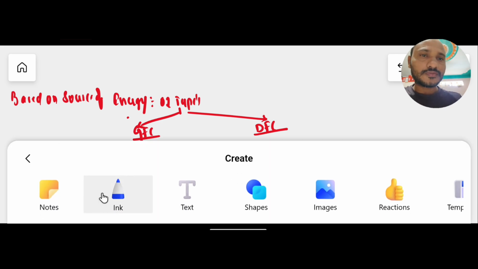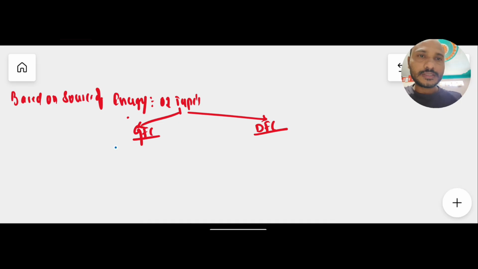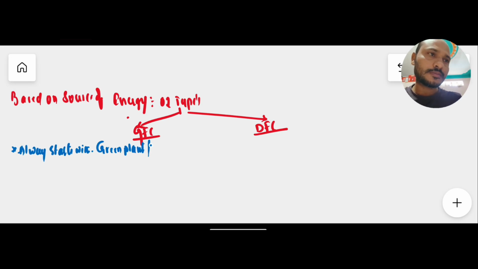First we will discuss about grazing food chain. Here I am writing: this grazing food chain always starts with green plants. Green plants are generally placed as producers, and these green plants or producers are photosynthetic autotrophic organisms. So always this GFC, grazing food chain, starts with green plants, or we can also use the term producers. Green plants, or producers, are nothing but photosynthetic autotrophs.